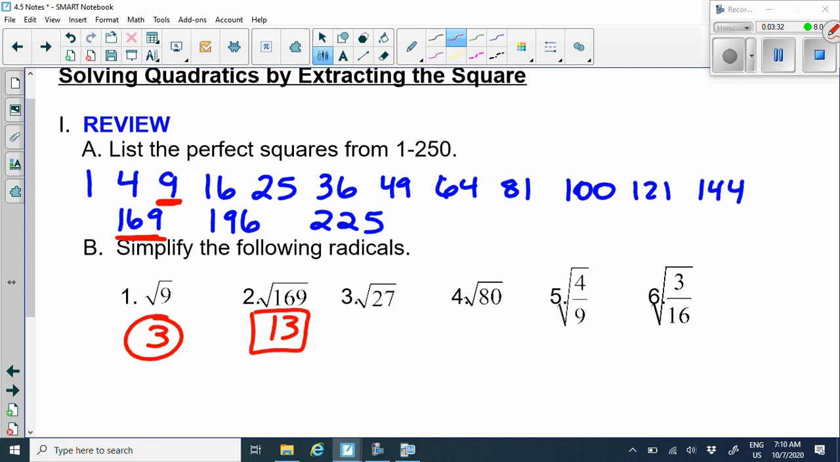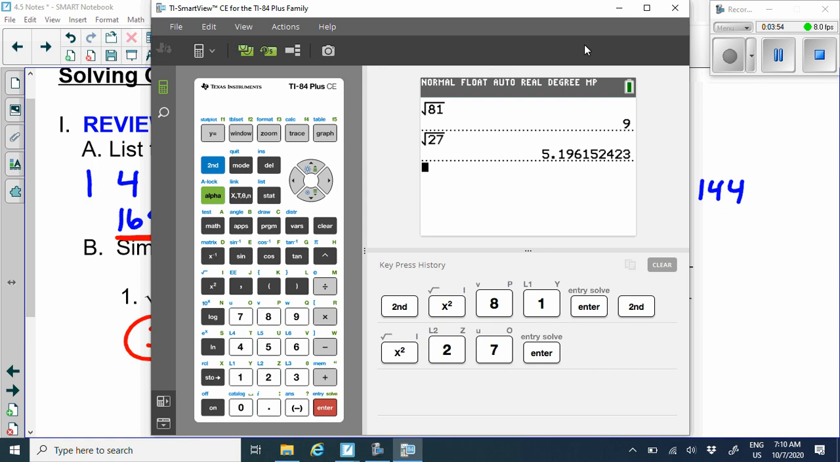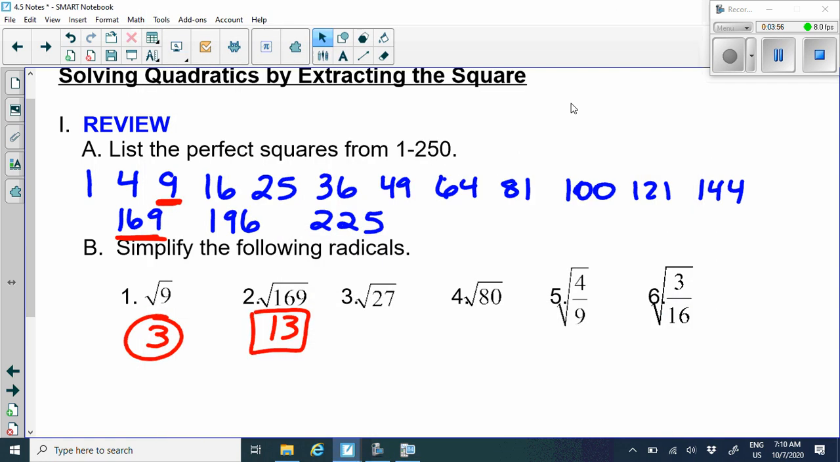We have 27. Is 27 a perfect square? Well, if we look at our list, oh, it is not, because I don't see a 27 in our list. Okay, so when we don't have a perfect square, and let's say you don't have the list, right? So you can also just plug it into your calculator to see if it is. And notice we get a decimal. So we definitely know this is not a perfect square.